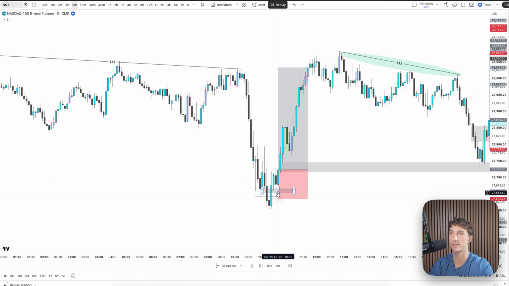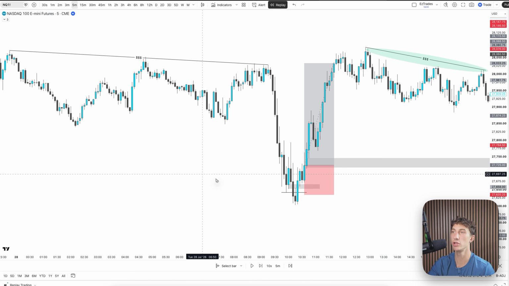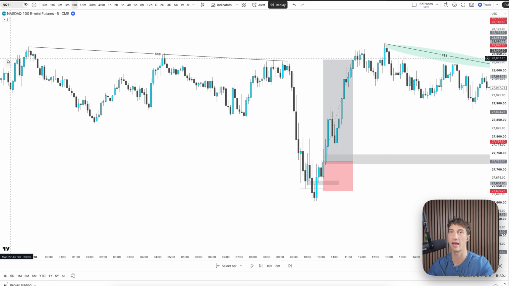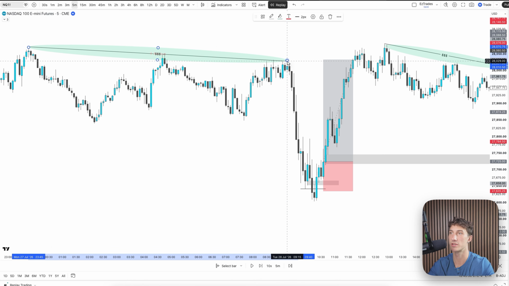And guys, you cannot make this up. We had the exact same move in New York AM session on the same exact day. Take note of all of this low resistance liquidity, right? 3 untapped highs forming this trend line.